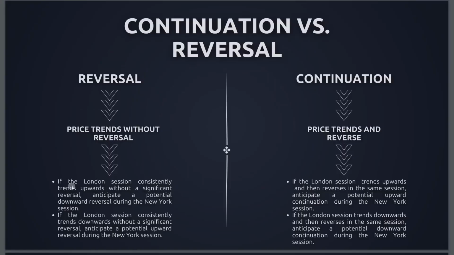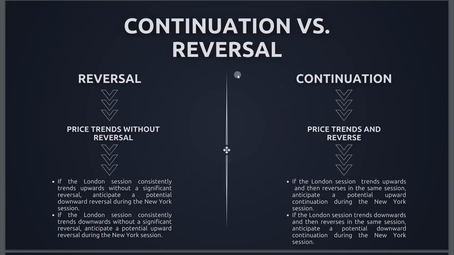So basically, for example, if the London session consistently trends upwards without a significant reversal, then we anticipate a potential downward reversal during the New York session. Vice versa, if the London session consistently trends downwards without a significant reversal, then we anticipate a potential upward reversal during the New York session.